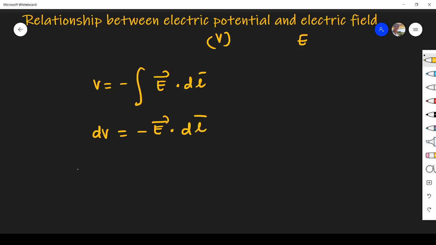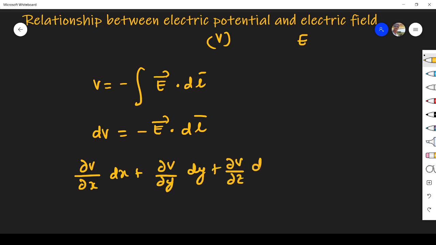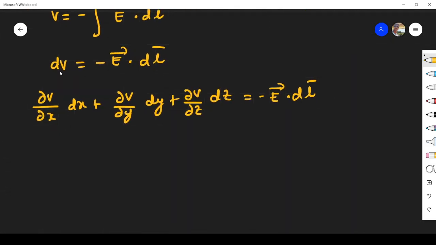So dV I write as dou V by dou x dx plus dou V by dou y dy plus dou V by dou z dz. That is equal to minus E dot dl. Why do I write it like this? This is about the differentiation of potential.